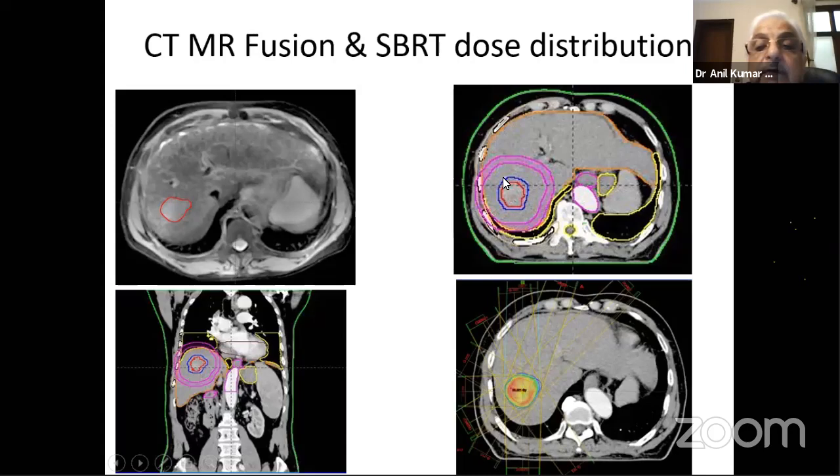This is the GTV and a PTV, and then this is the 9-field plan of 3D CRT, and this is an easy case, small SCC and large liver to spare. The previous case was difficult, but big tumor and liver volume is compromised.